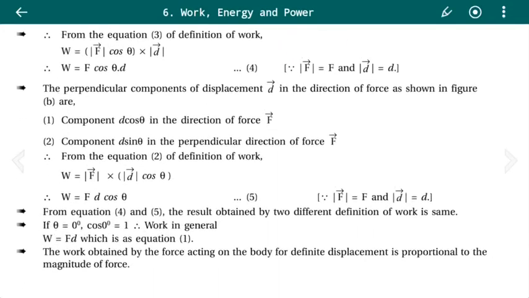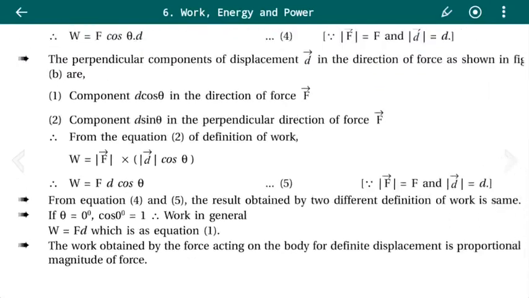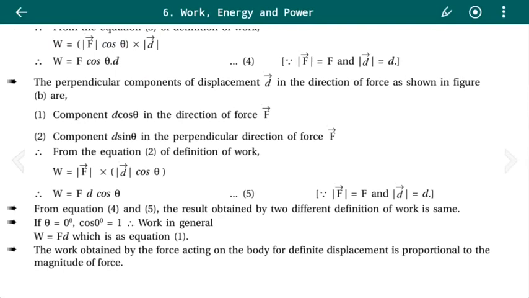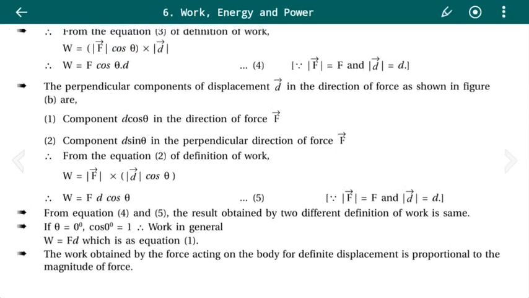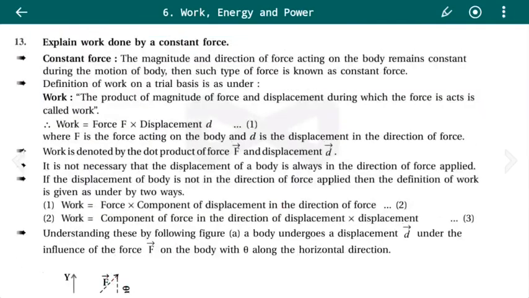So from equation 2 of the definition we can write W equals magnitude of F into D cos theta, that is W equals F D cos theta. So from equations 4 and 5, the result obtained by the two different definitions of work is the same. If theta equals 0 degree, cos 0 degree equals 1, therefore work in general is W equals F D, which is equation 1. The work obtained by the force acting on the body for a definite displacement is proportional to the magnitude of force. So students, you may note down this theory.